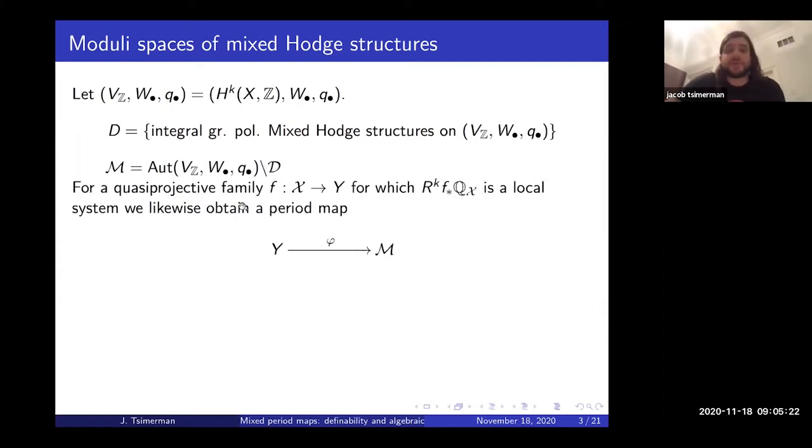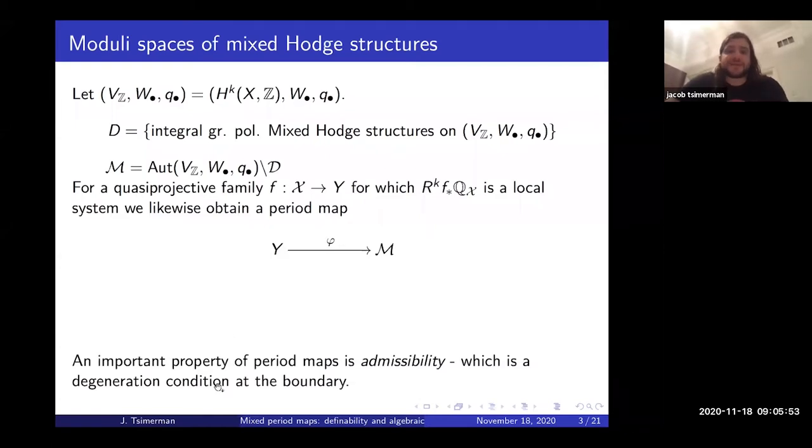And now if you take your X and you put it in a quasi-projective family and you require by hand that the derived push forwards give you a local system, then you obtain a period map from your base Y, over which this family sits, to M in the same way as before, where you take a point and send it to the mixed Hodge structure corresponding to the fiber. So you can still talk about these period maps.